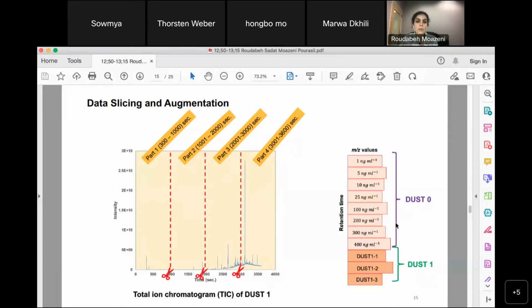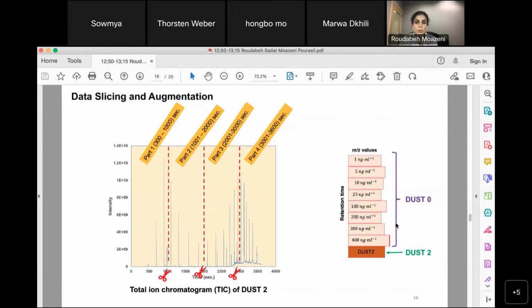And for dust 1, we had 3 extractions, 3 data sets. So we augmented dust 0 as a calibration set with dust 1 as a real sample to see, are there any known chemical compounds of dust 0 in dust 1? If yes, what are the concentrations of these compounds? Please go to the next slide.